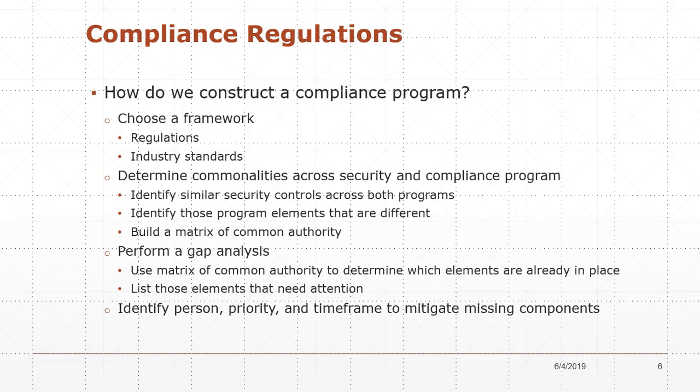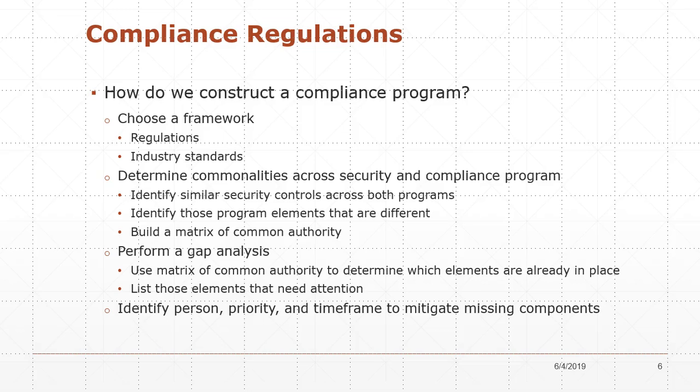So how do we construct a compliance program? Well, you choose a framework first, just like you do in the security frameworks that you would use to guide the security of your company. This could be a regulation that you're subject to, or an industry standard that you're subject to, or both. Determine commonalities across security and compliance programs, and then identify similar security controls that are across both programs. For instance, if I have to have firewalls and firewall rule sets in both my compliance obligation as well as my security framework, that's a common goal and a common element of the programs.